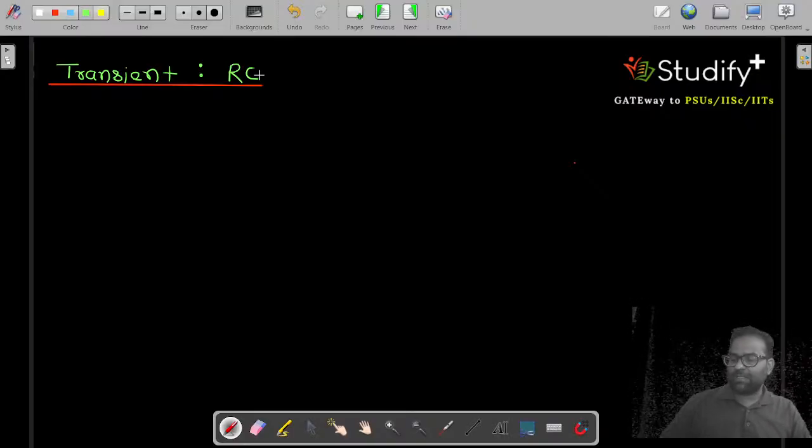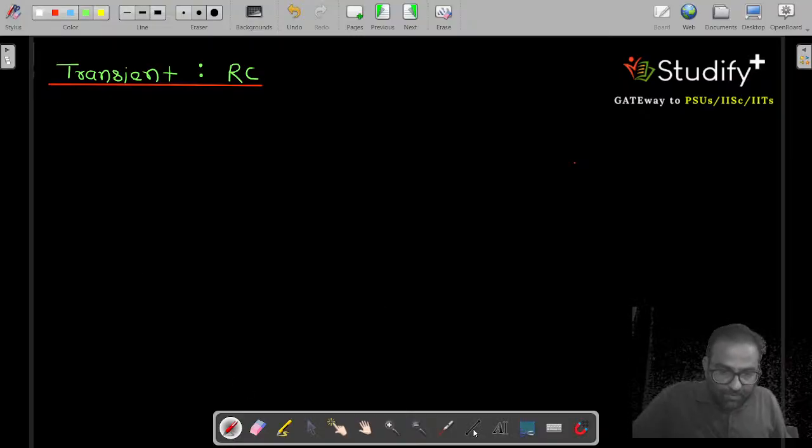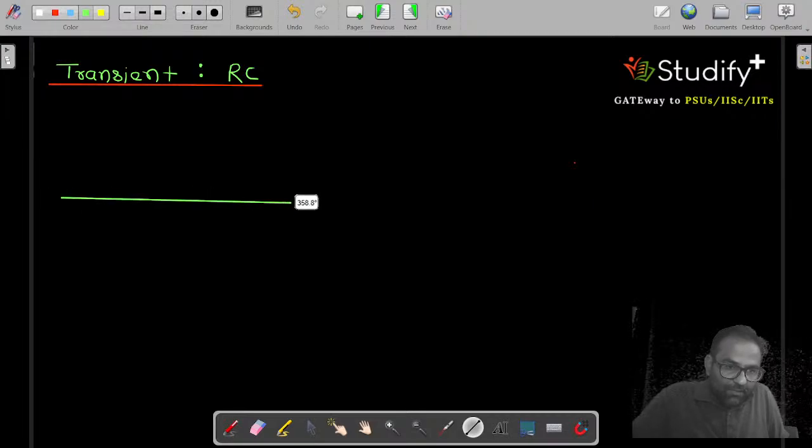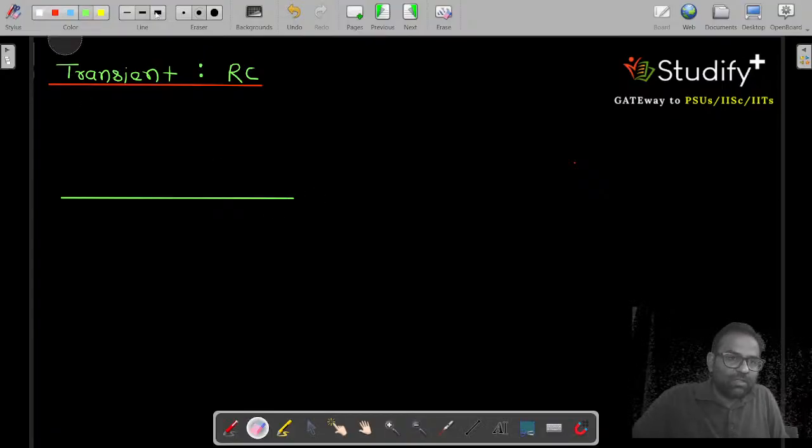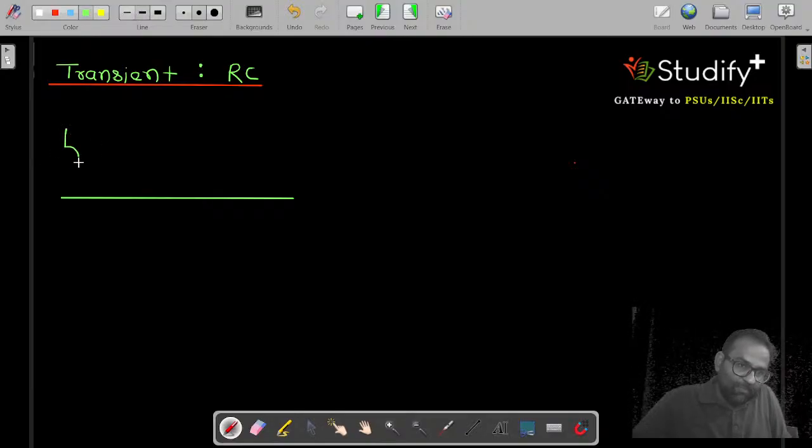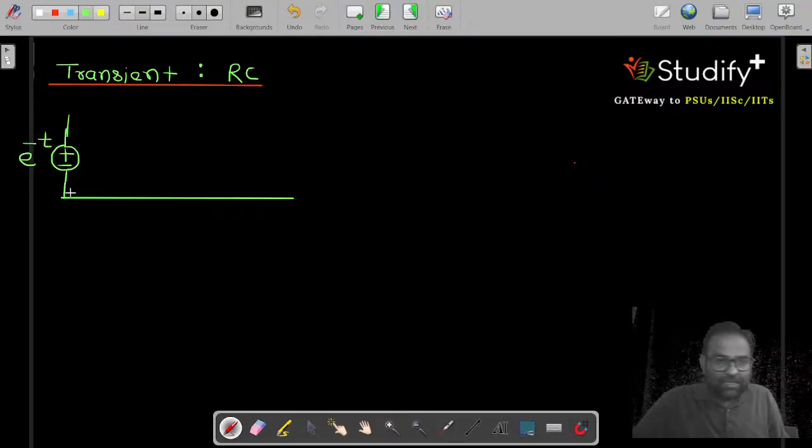And the second example is this. We are having a new variety of problem here. In this problem, our source is also exponentially decaying in nature. So this is our source. The value of the source is e to the power minus t. It is given in the question.